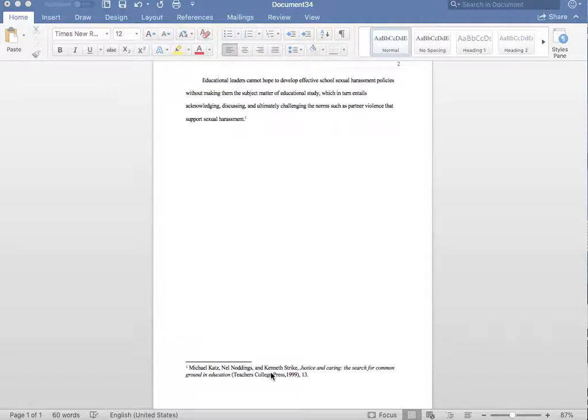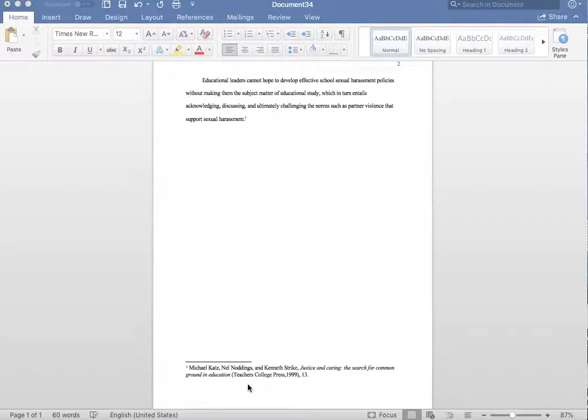After you write the third author listed on the book, you insert one comma followed by one space, as you see here. You now write the title of the book. Please note the title of the book is written in italics, as you see here.